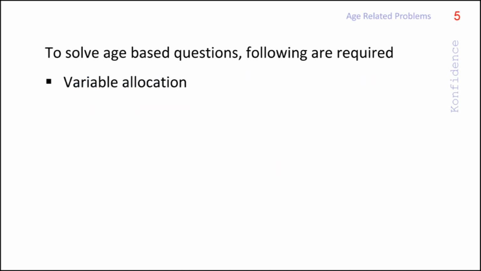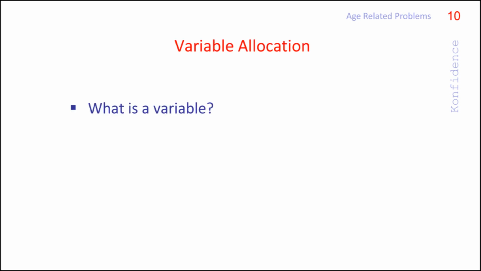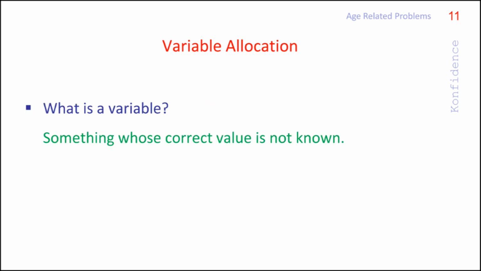Further to this, all kinds of algebraic applications like variable allocation, addition, subtraction, multiplication, and division will be required to be understood to solve these kinds of problems. Variable allocation is very important, not from the perspective of this set of problems, but in general as well. What is a variable? It is something whose correct value is not known. The value may vary, and therefore the name variable. We generally use it in mathematics to represent some value that is to be found out, some value that is unknown, or some value that may have multiple values.